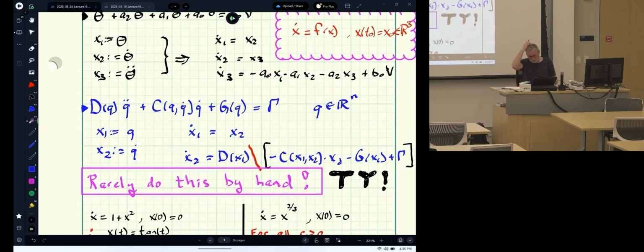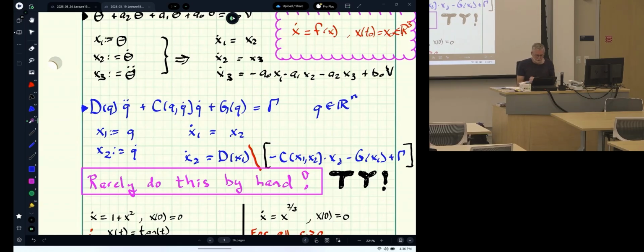You can do the same thing with the robot equations, which naturally appear as a vector of second order derivatives. And you simply define x1 as a vector of all of the generalized position variables, and x2 is the generalized velocity variables. And so x1 dot is q dot, but q dot is x2. So that part of the differential equation is just like when we were working up here. And then the second part of the equation, x2 dot is q double dot. And we can solve this equation for q double dot.